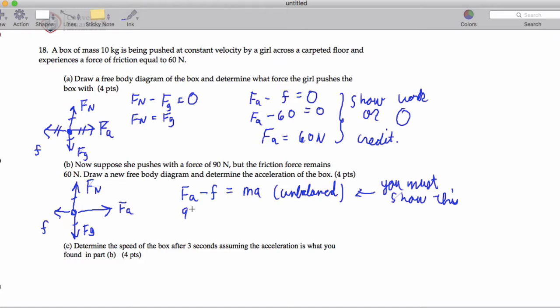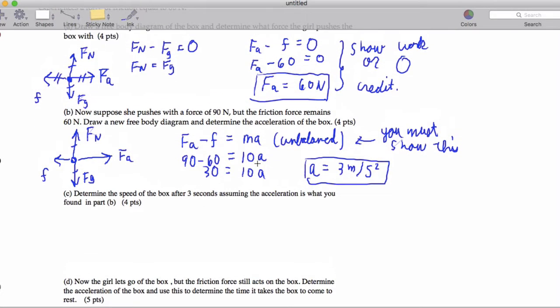So we're going to have 90 minus 60 equals 10 times a. That's going to give us 30 equals 10 times a. And so that gives us a is 3 meters per second squared. Awesome.